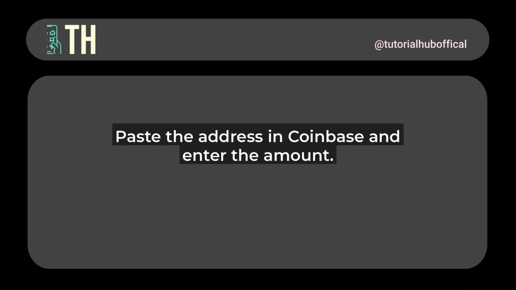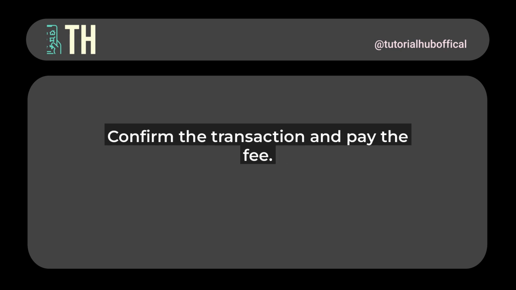Step 3. Wait for the transaction to process. On the BNB Smart Chain, this usually takes just a few minutes, but it can vary based on network congestion. Keep an eye on your Kucoin account. Once the BNB arrives, you'll see it in your balance. And there you have it. You've successfully transferred BNB from Coinbase Wallet to Kucoin.